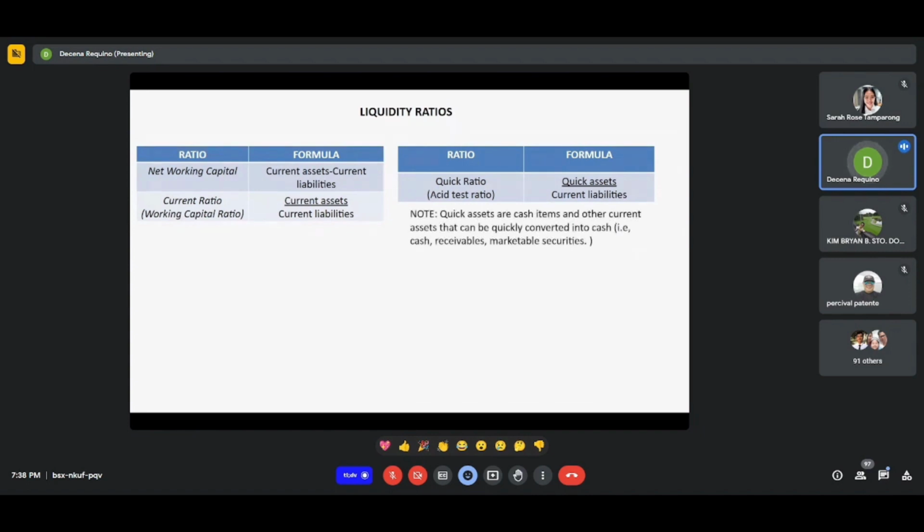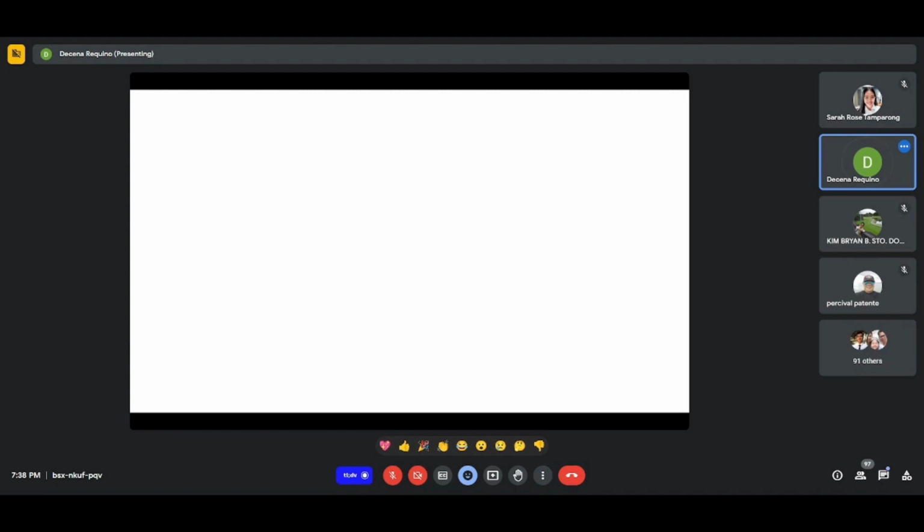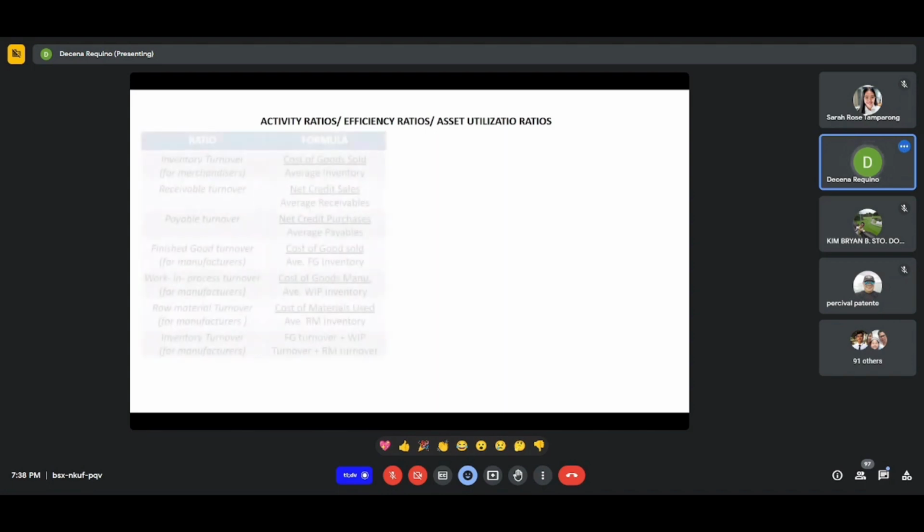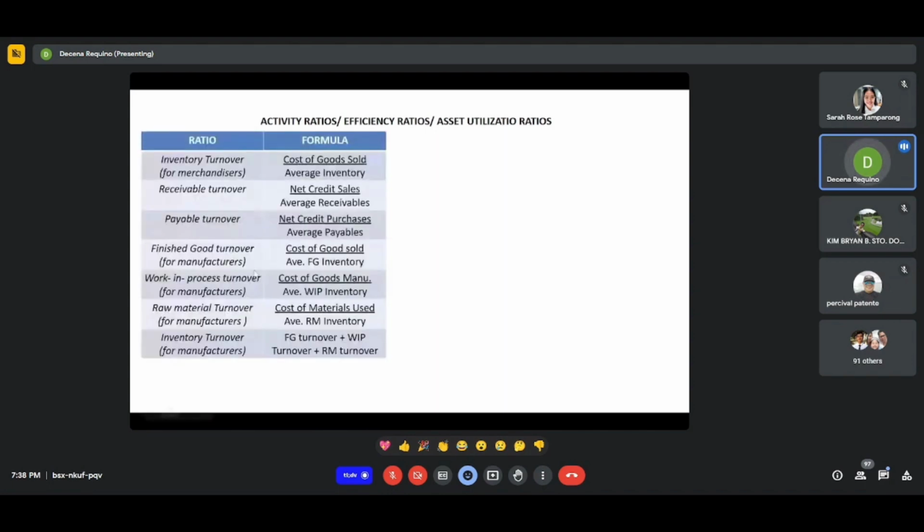Quick assets are cash items and other current assets that can be quickly converted into cash. Example, cash, receivables, or marketable securities. For the activity ratio, also called the efficiency ratio or asset utilization ratio, here are the formulas.